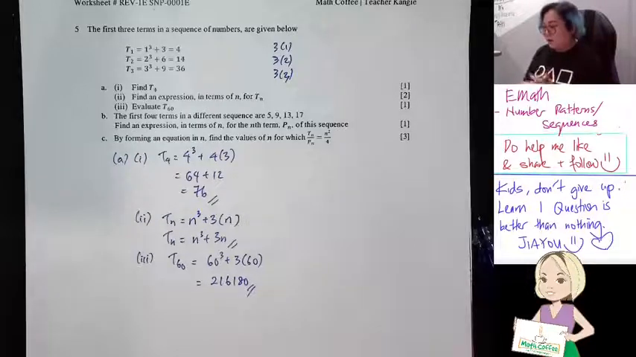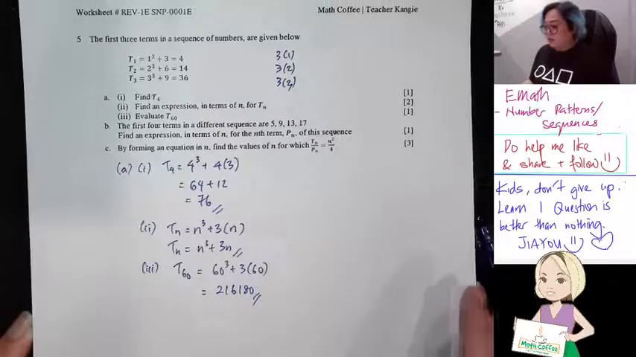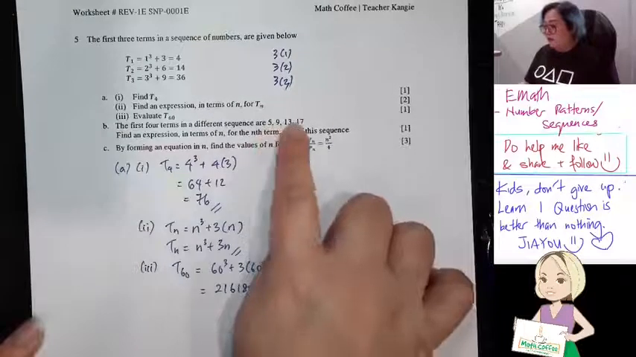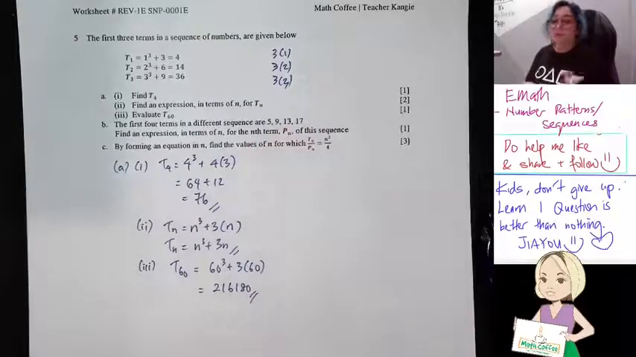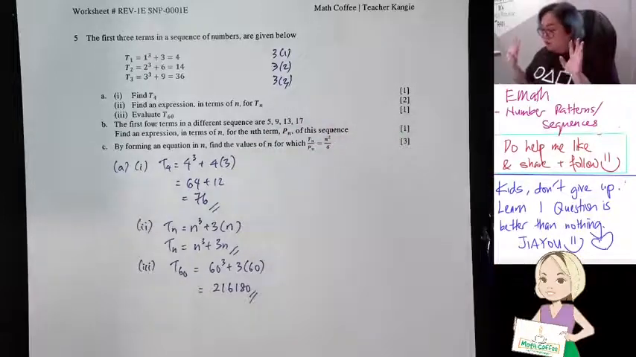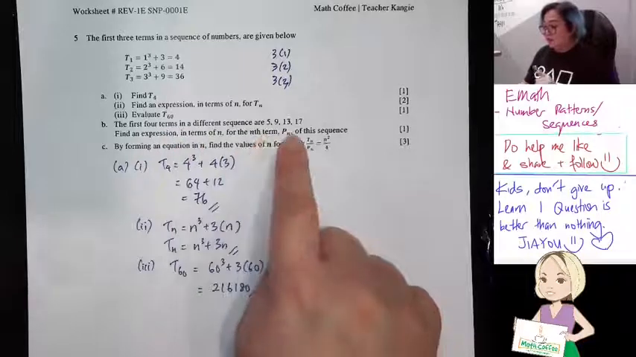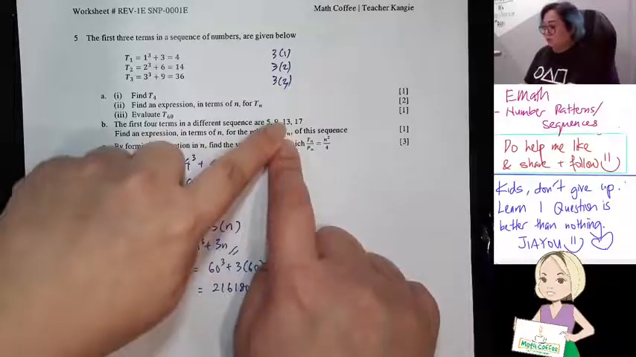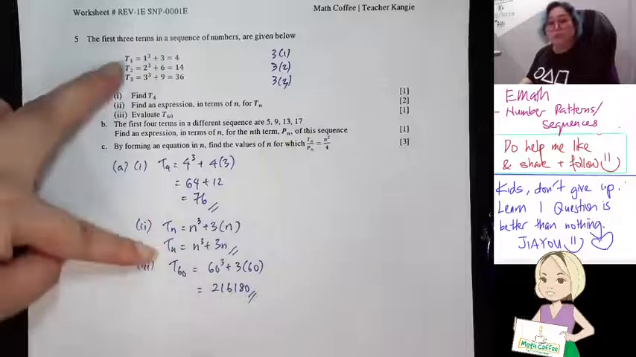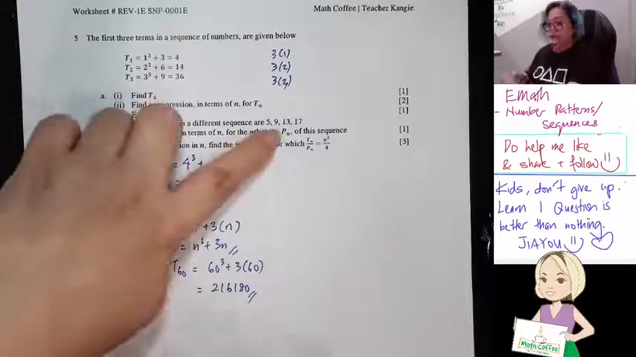Okay, now part B. They say that there's a different sequence. There's another sequence now. They say that the first 4 terms are 5, 9, 13, and 17. Okay, this one is the simple one, which is plus 4, plus 4, right? So by now, they ask you to find in terms of n for the nth term. But this time, you cannot use Tn already. You got to use P because Tn has been reserved for the first pattern. So now we have to use another alphabet.